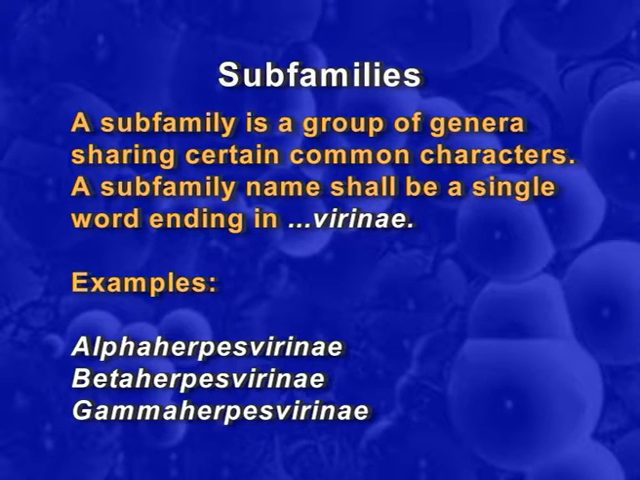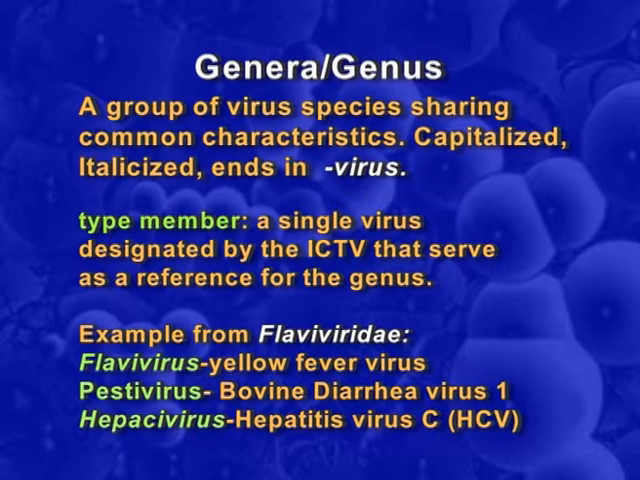Next we will be discussing the subfamilies. A subfamily is a group of genera sharing certain common characteristics. A subfamily is usually mentioned in a single name which ends with a suffix of virinae. Next we are coming to the genera, and how genera are written. The genera are written usually in capital letters and italics, and should end with a suffix of virus.